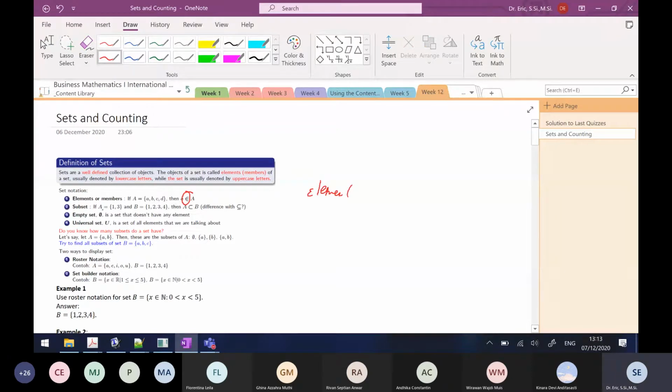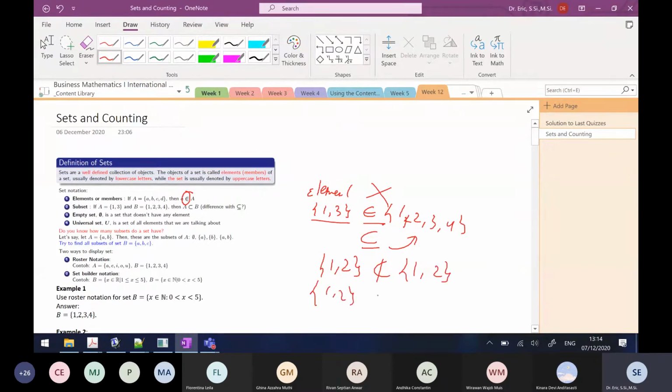But if you have a subset of A, like {1, 2, 3}, you don't write this, because this is not an element. This is a subset of this. Okay, subhimpunan. And okay, yeah, so you can have this one, {1, 2}. This is not a subset of {1, 2}, but {1, 2} is a subset equivalent with {1, 2}.